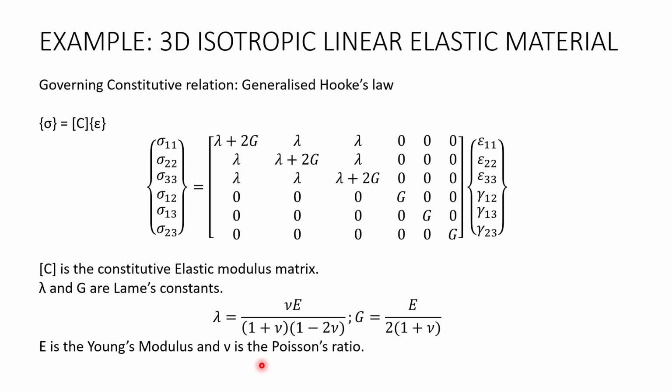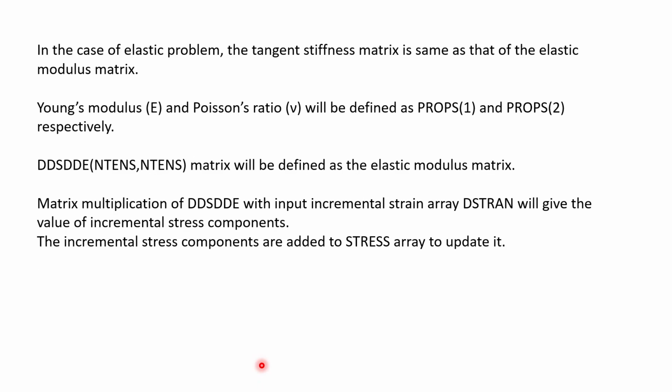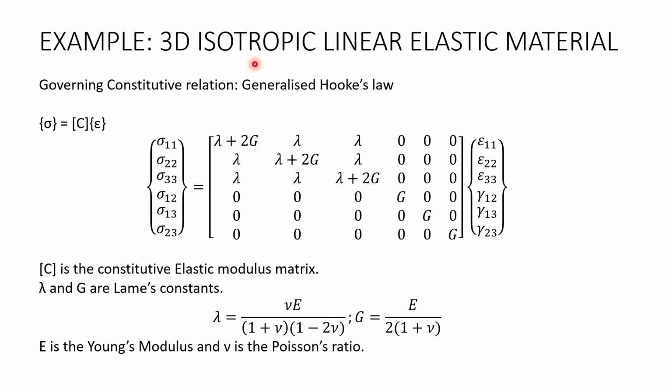Now we are going to implement this in UMAT. Some steps I have listed here. In case of the elastic problem, the tangent stiffness matrix which I have described earlier is the same as the elastic modulus matrix. So our DDSDDE is nothing but this matrix by itself. This is in the case of linear elastic. However, this may not be the case in elastoplastic applications where plastic deformation is also involved. For this example though, the DDSDDE matrix, which is the Jacobian or the tangent stiffness matrix as I mentioned earlier, is the same as this matrix.